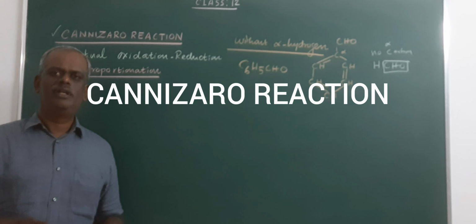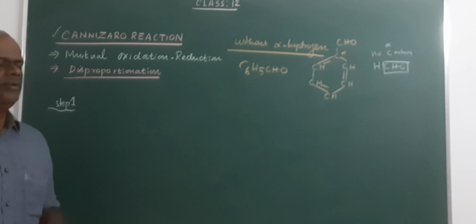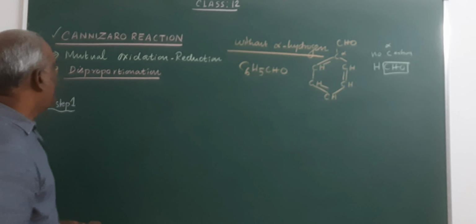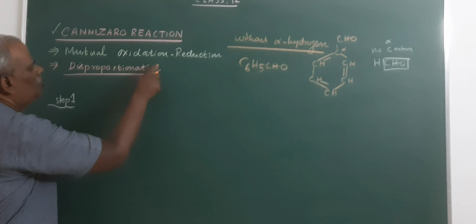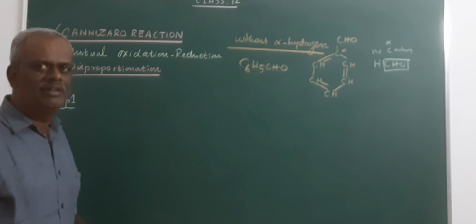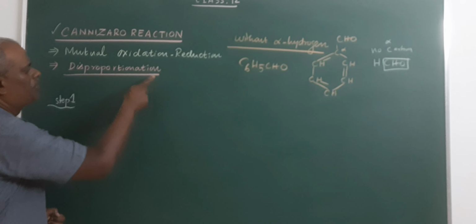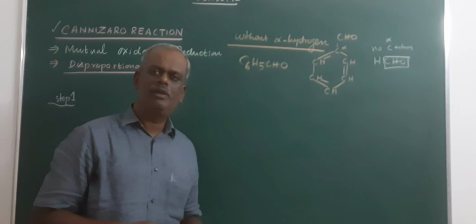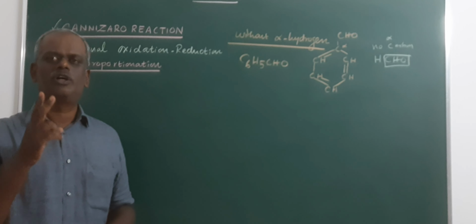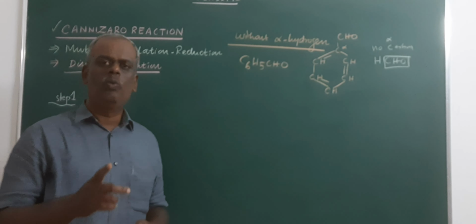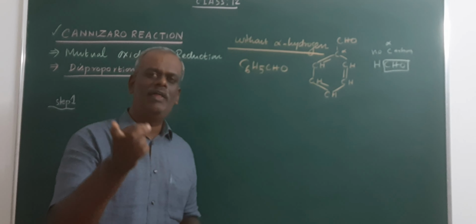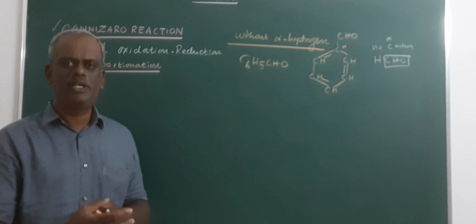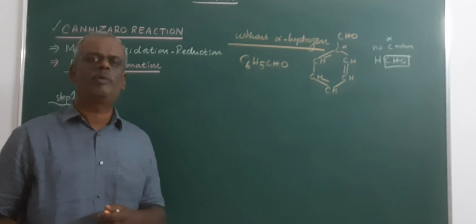Hello students, in today's class we are going to talk about the Cannizzaro reaction. The Cannizzaro reaction is also known as mutual oxidation reduction reaction. This is also called a disproportionation reaction. What is called disproportionation? If we take two molecules of benzaldehyde, one will be oxidized and the other will be reduced. So simultaneously both oxidation and reduction take place, and hence it is called a disproportionation reaction.